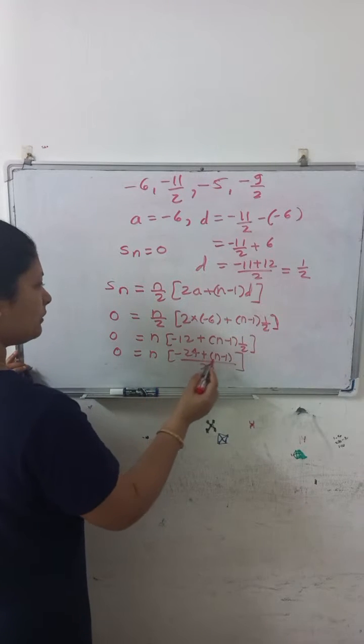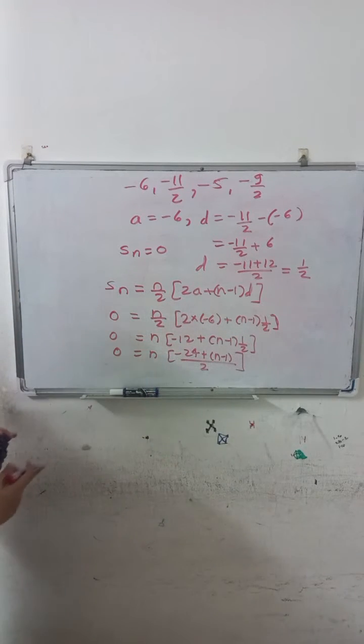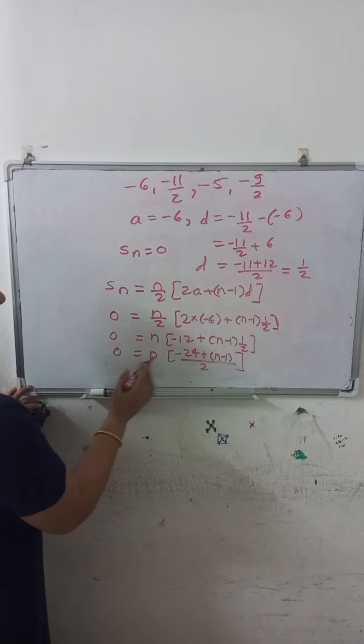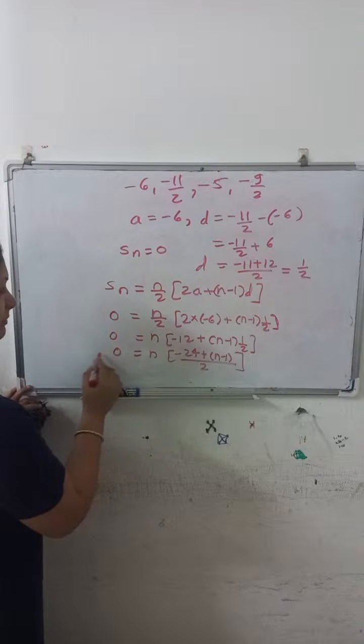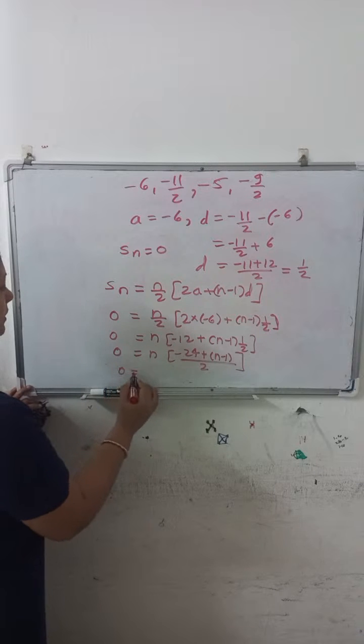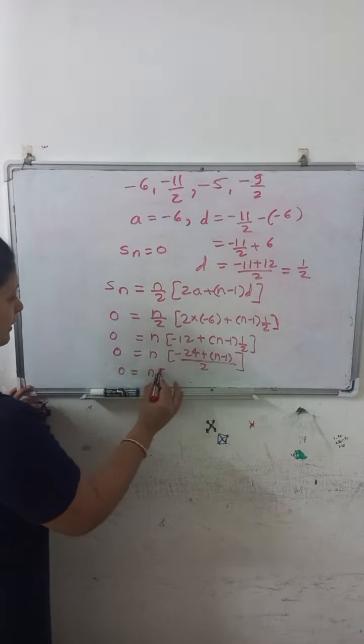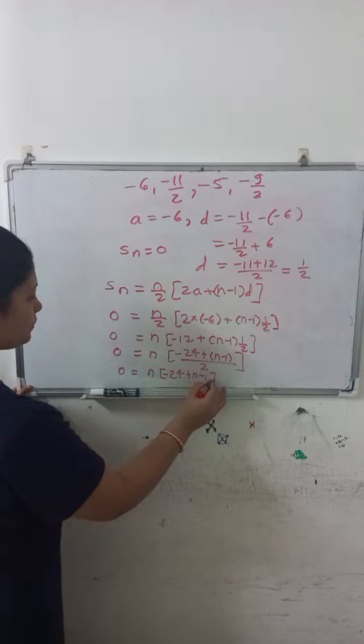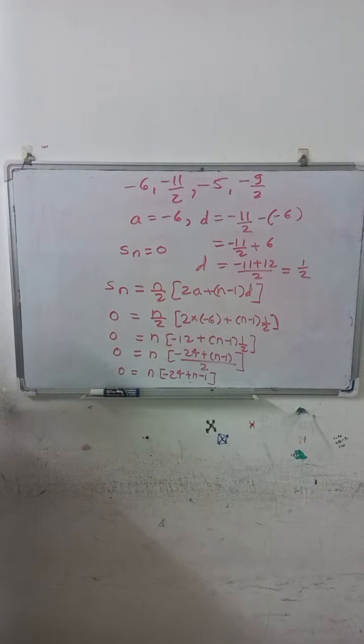Now here you can simplify further. So 2 you can take out. If you transpose to this side, it gets multiplied, again you will get 0. 0 is equal to n, here minus 24 plus n minus 1. Okay, getting this much.